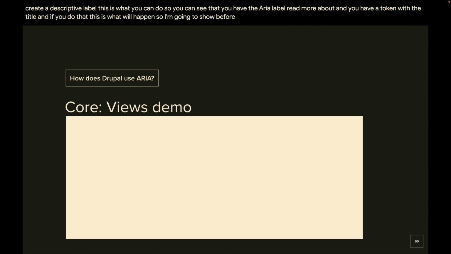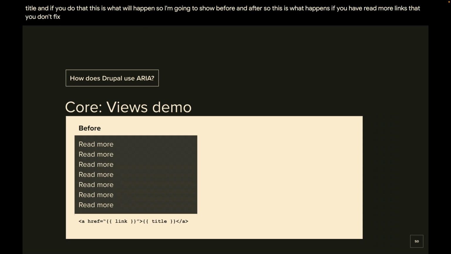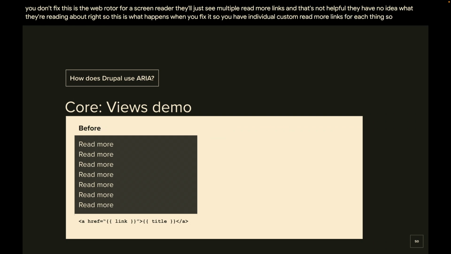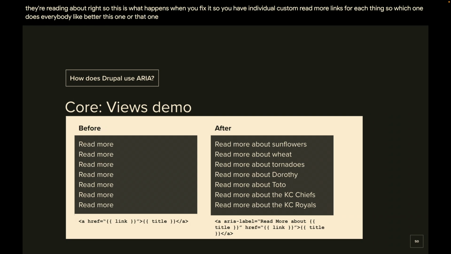So I'm going to show before and then after. This is what happens if you have read more links that you don't fix. This is the web rotor for a screen reader. They'll just see multiple read more links, and that's not helpful. They have no idea what they're reading about, right? So this is what happens when you fix it. You have individual custom read more links for each thing. So which one does everybody like better? This one or that one? You can see that that's much better.